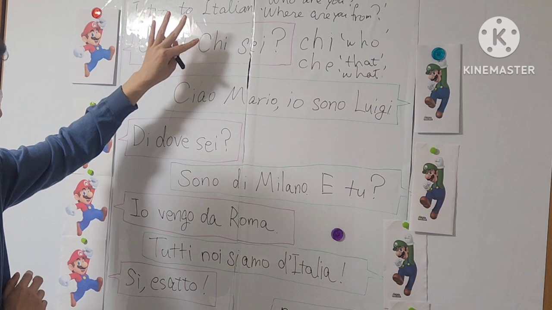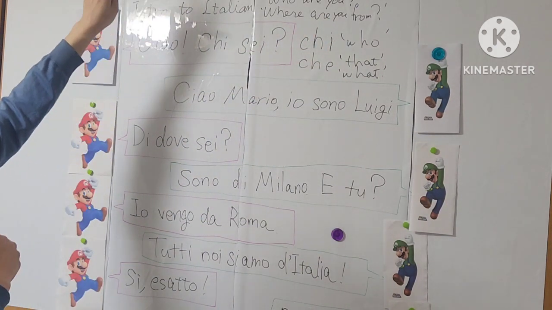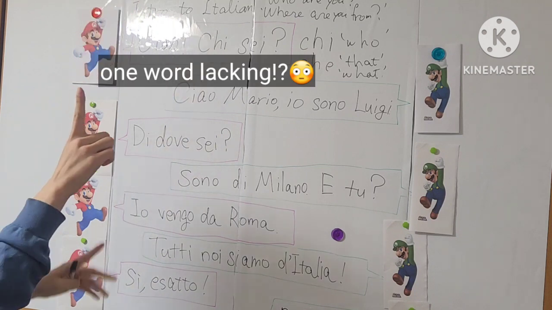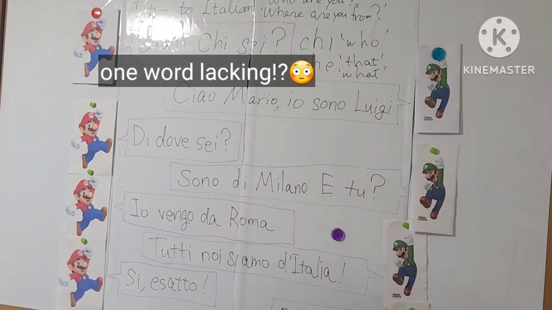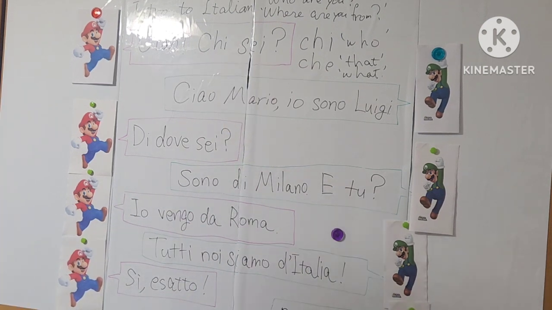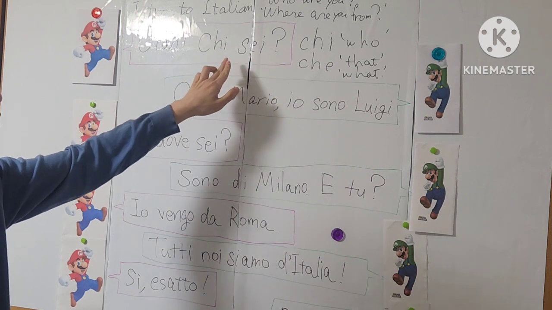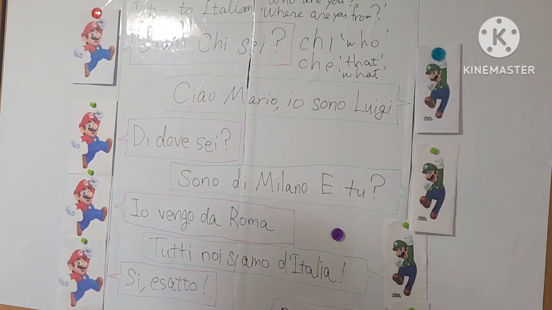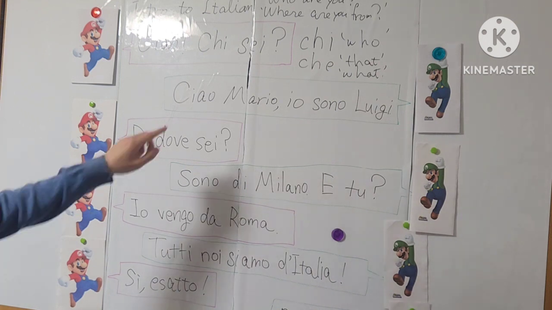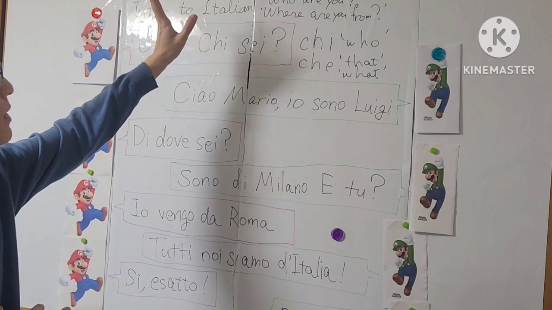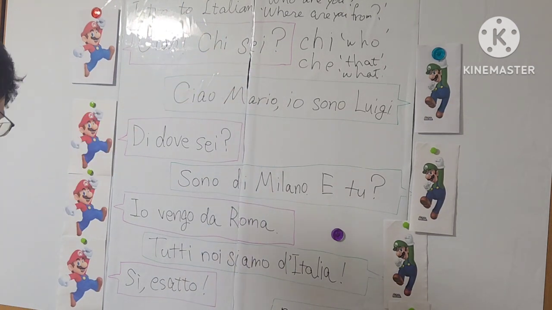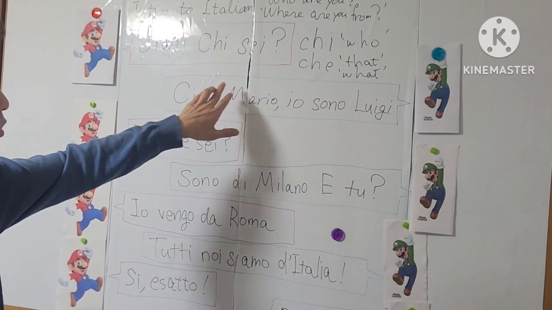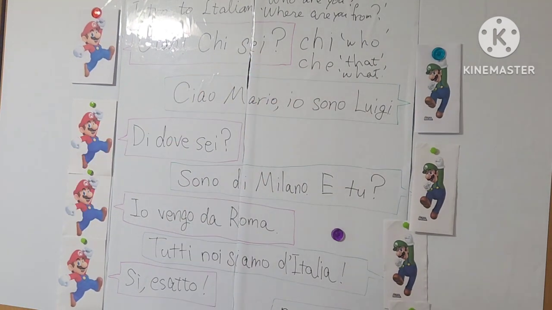You may think, if chi is who, then the only left word is sei, then one is lacking. Isn't it the case? No, absolutely not, because sei corresponds to, in a sense, you and are at the same time, because the form sei itself indicates that the subject is you. Let me explain in more detail after looking at the second sentence, which is by Luigi.